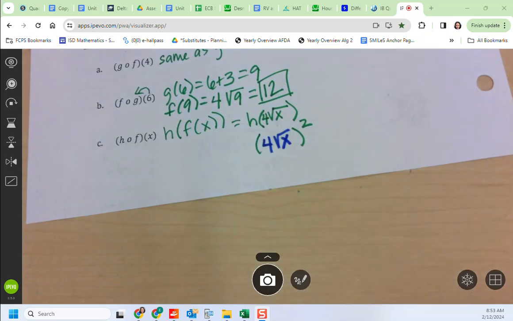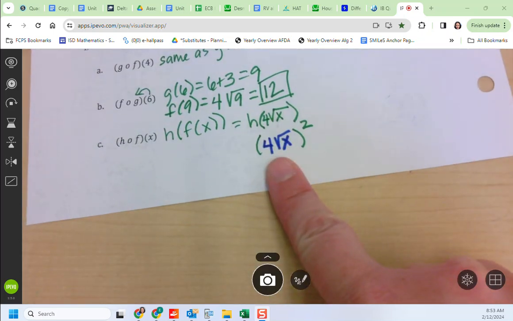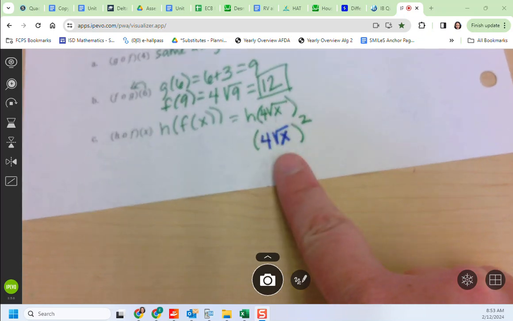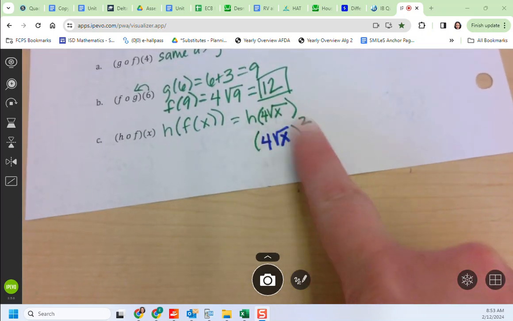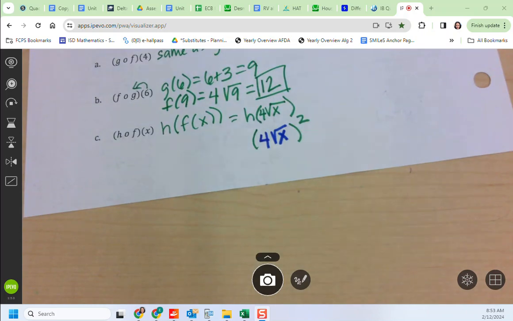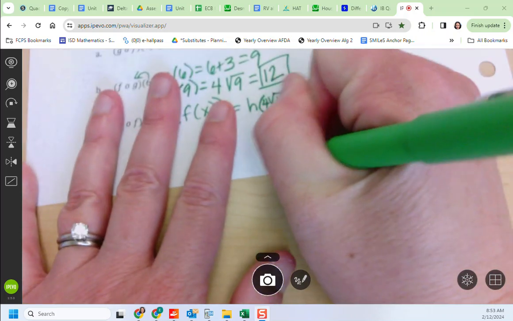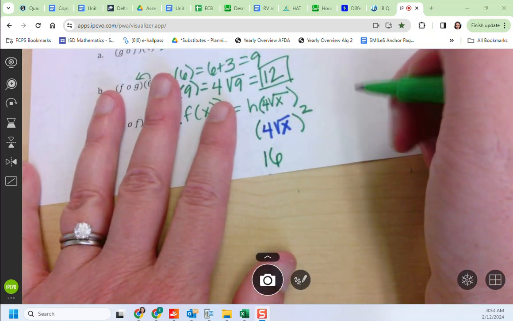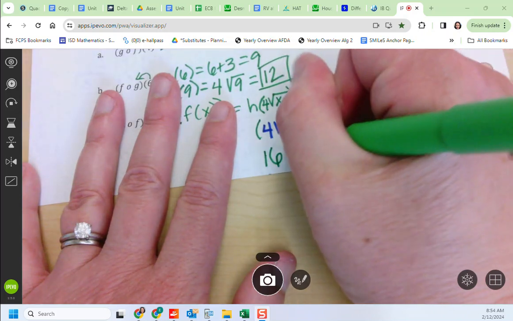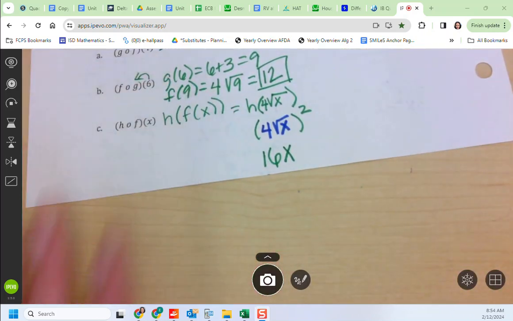All right. If there was a plus or a minus in here, I could not square each term, but because it's just multiplication, you can square each term. So 4 squared is how much? 16, and the square root of x squared? It's just x, because square root and square cancel out. All right, that part is done.